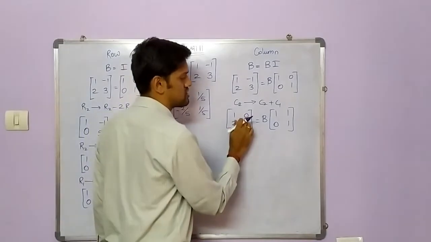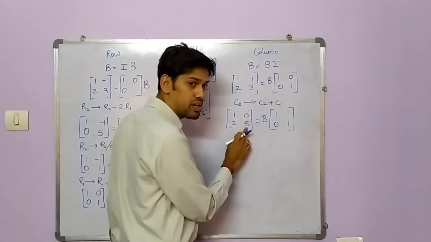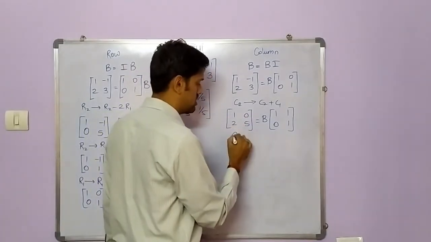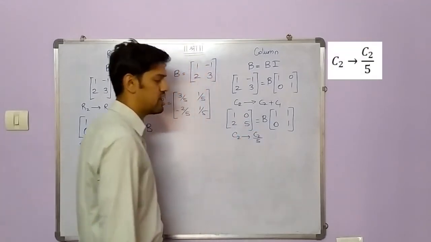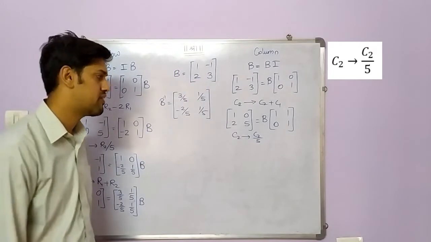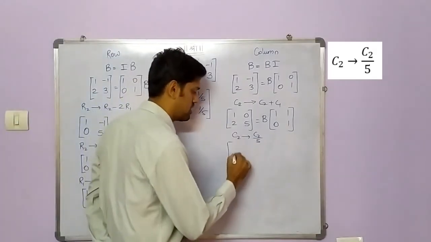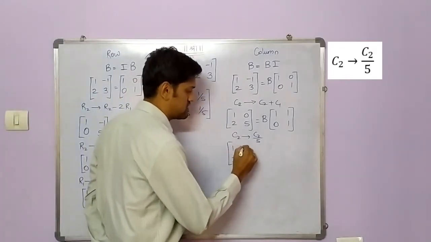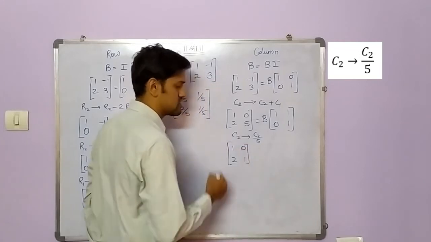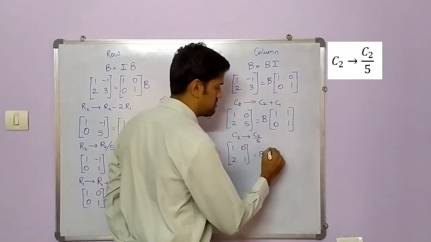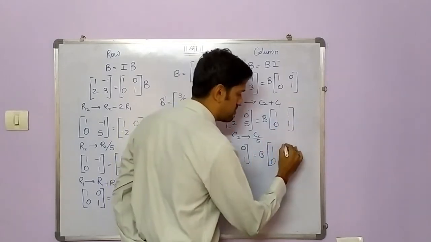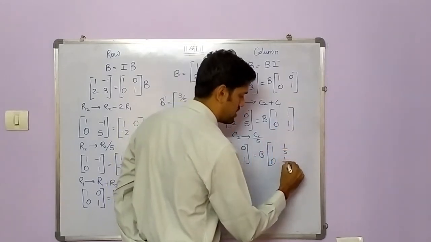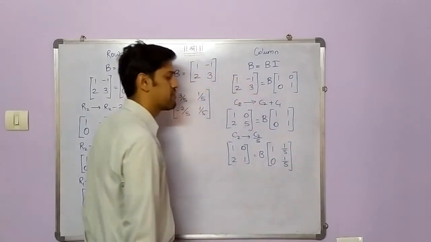Now my procedure is this 1 and 0 is done. Now this has to be 1. So what I'll do is I will multiply column 2 by 1 upon 5, or I will divide column 2 by 5, whatever, both are same thing. So the first column will not change. Second column will become like this, is equal to B times. Here the first column will remain as it is. The second column will become 1 upon 5 and 1 upon 5.